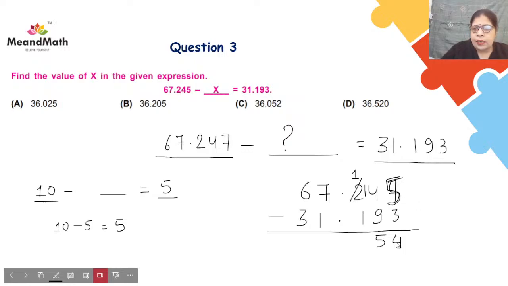So this is 2. 1 minus 1 is 0. 7 minus 1 is 6. And 6 minus 3 is 3. So the correct option is C.